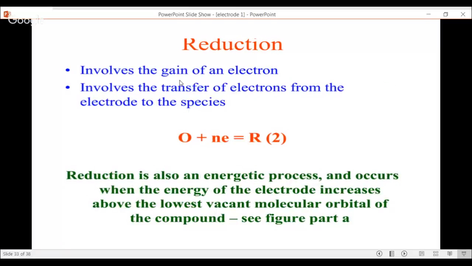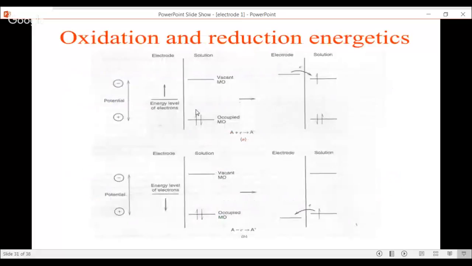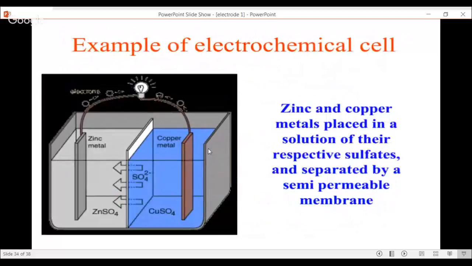Reduction involves the gain of an electron, the transfer of electrons from the electrode to the species, oxidized species plus an electron giving rise to the reduced species. Reduction is also an energetic process, occurs when the energy of the electrode increases above the lowest vacant molecular orbital of the compound. See figure A. Okay. So these are the two notations.